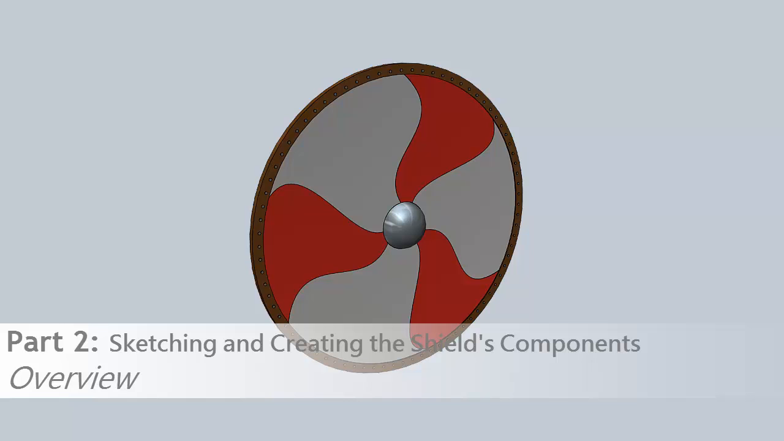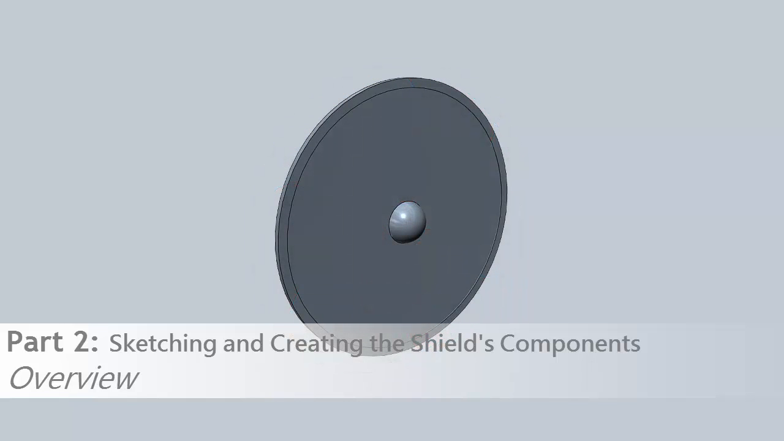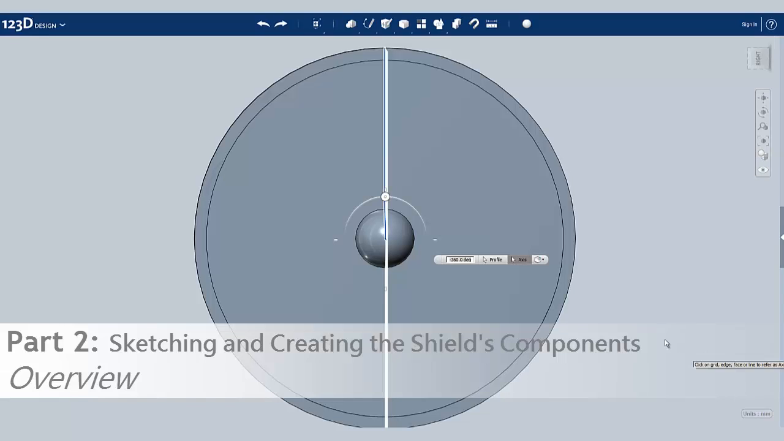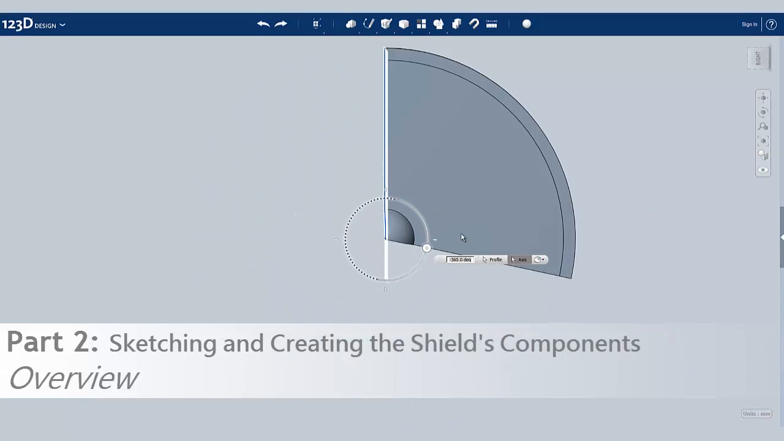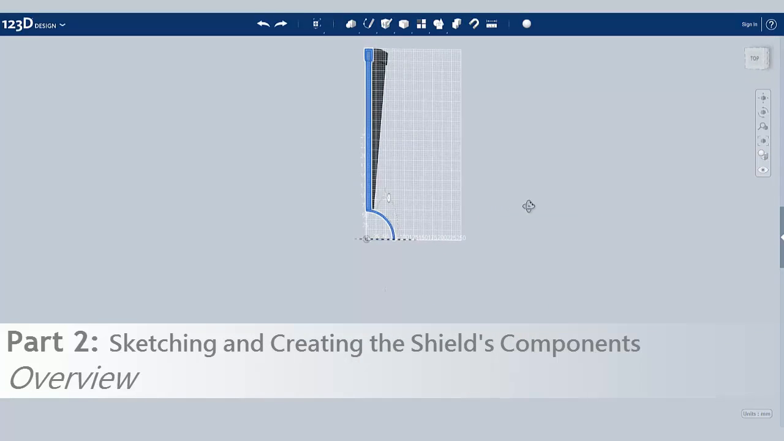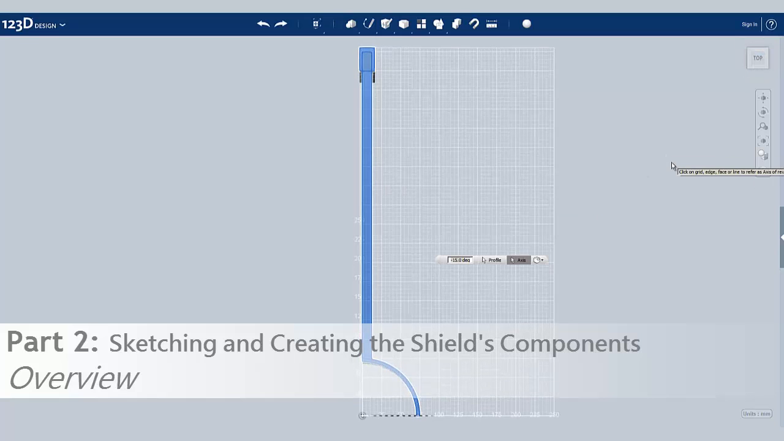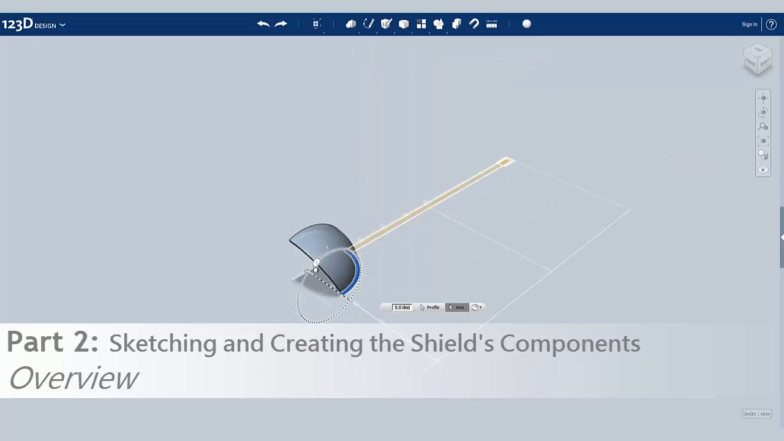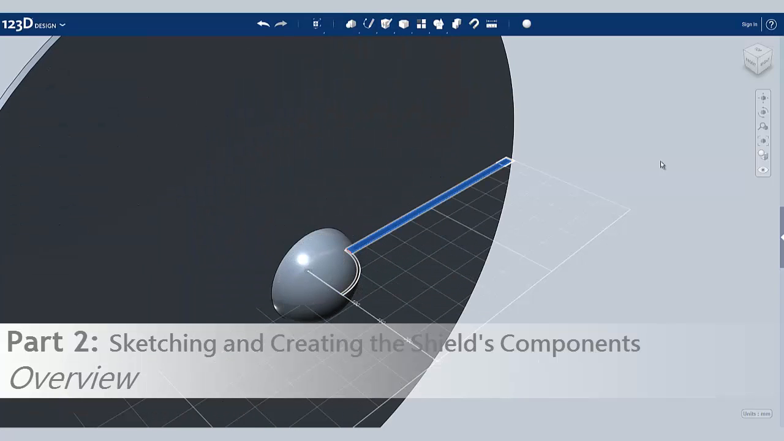Okay, so let me quickly explain how we're going to start off creating our shield. We'll first need to imagine what the side profile of the shield is like. Imagine cutting one of these Viking round shields in half. That side profile is the cross section we'll need to sketch. After that, we'll use the revolve tool to rotate each part of the sketch about an axis to make it three-dimensional.